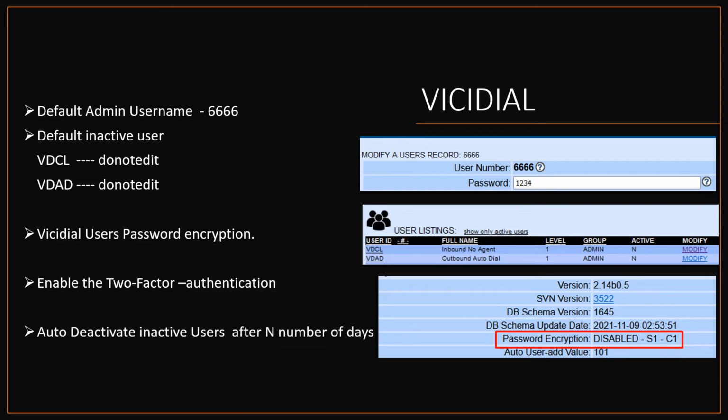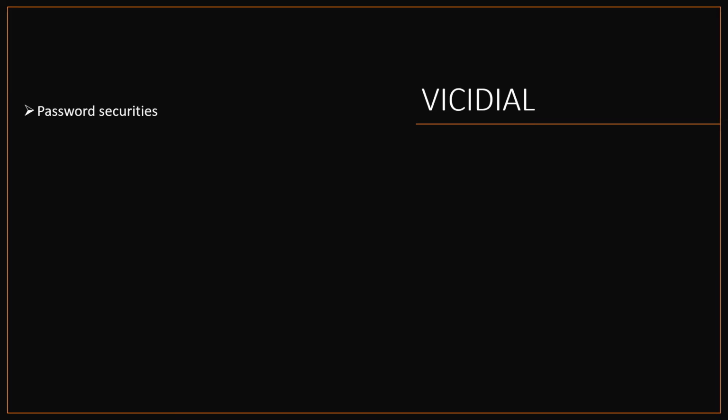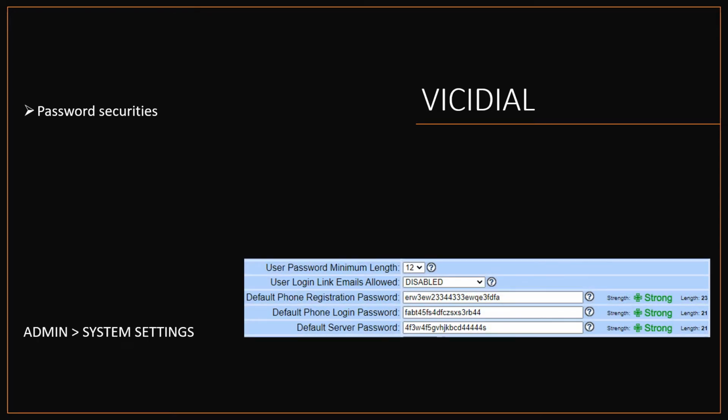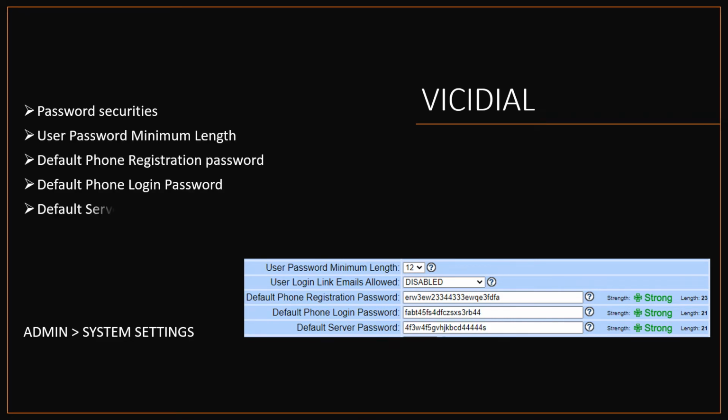Next, auto deactivating the users who are inactive more than n number of days. In Vicidial you can use the container settings to enable this. Next, password related security. In Vicidial under system settings, enable these password securities like minimum password length, default phone registration password, default phone login password and default server password.